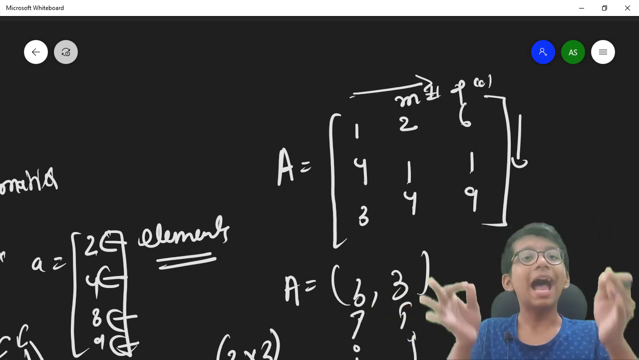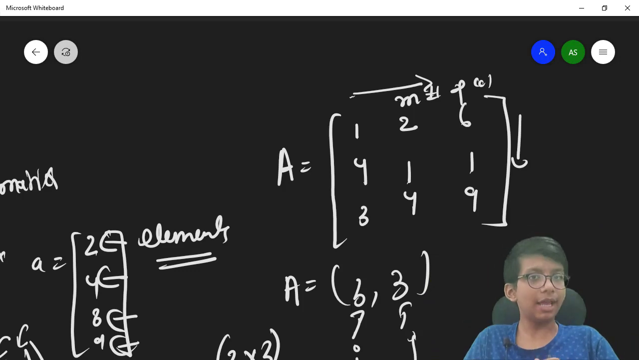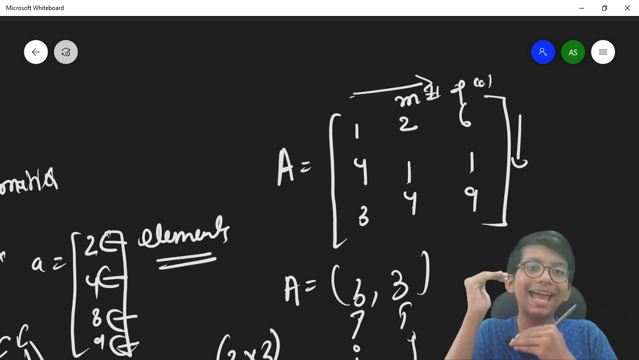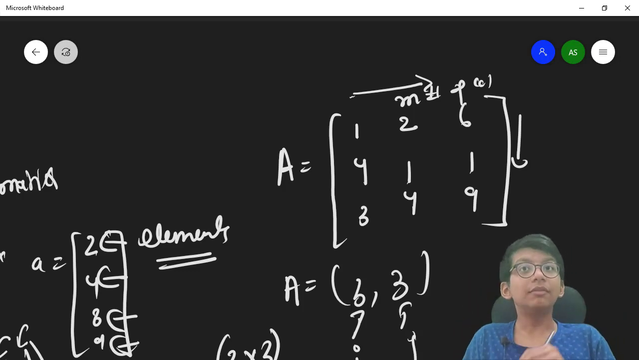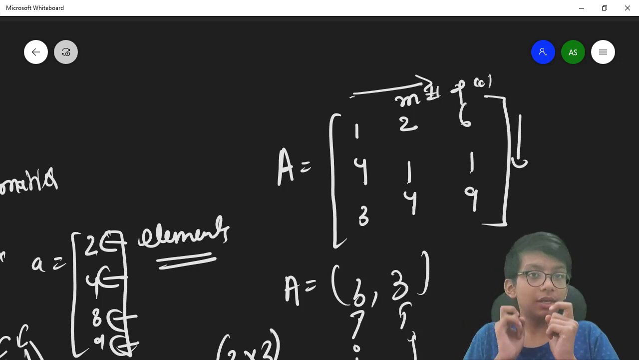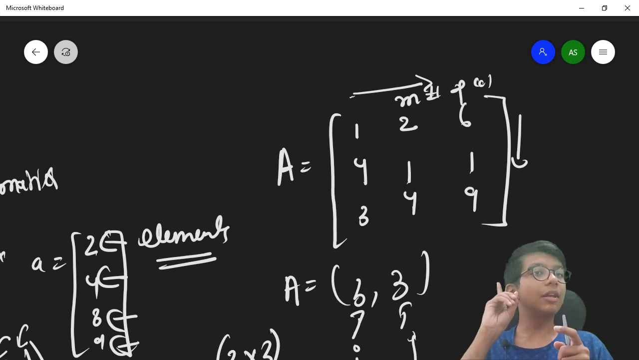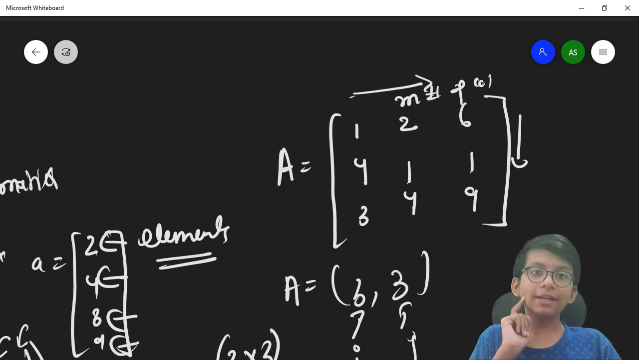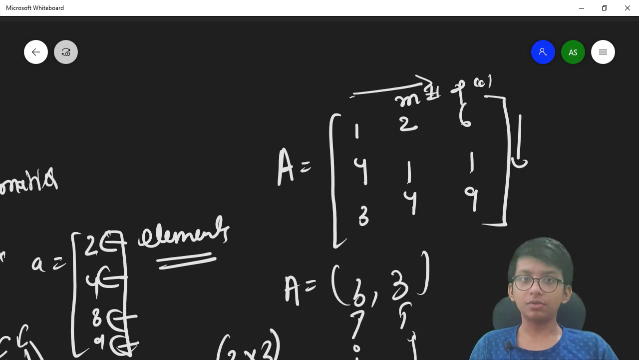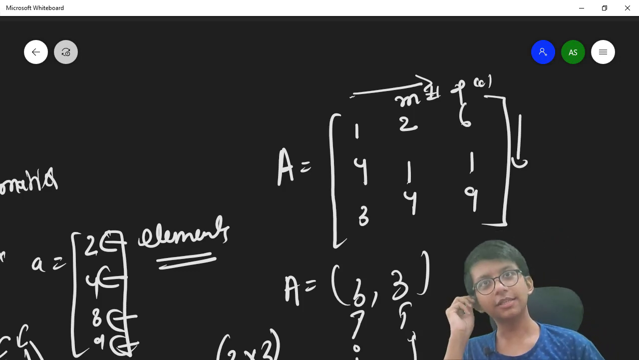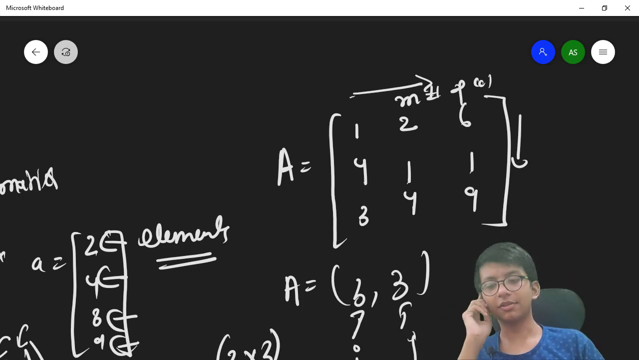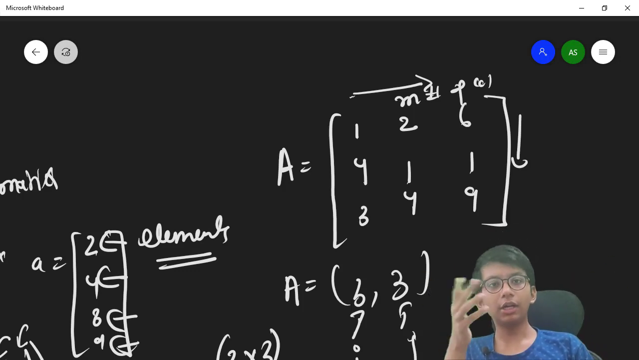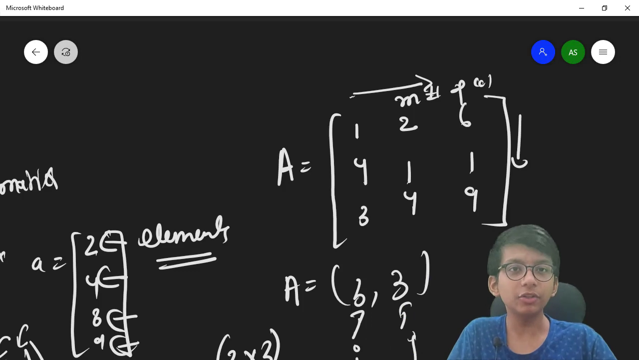So matrices have m number of columns and n number of rows, whereas a vector is a 1D matrix, which means that it has only 1 column and n number of rows. That's why vectors are called special matrices. So this is what vectors and matrices are, and I hope that you understood what I mean with matrices and vectors.